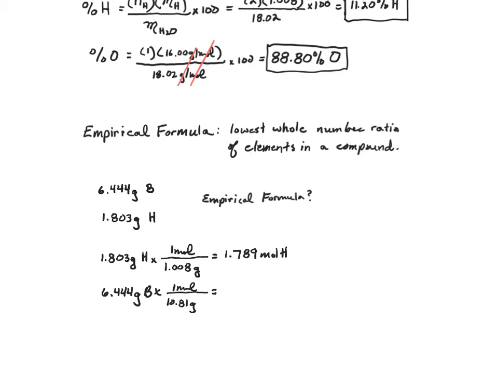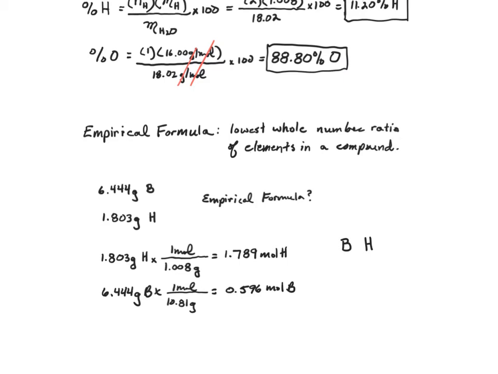And I wind up with 0.596 moles of boron. Now, once we have the number of moles of each element, the next thing is to write out the formula. But for the subscripts, instead of using the actual numbers of atoms, what we're going to do is put the number of moles.